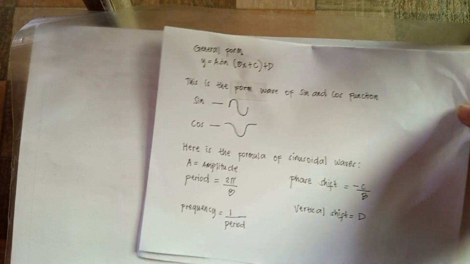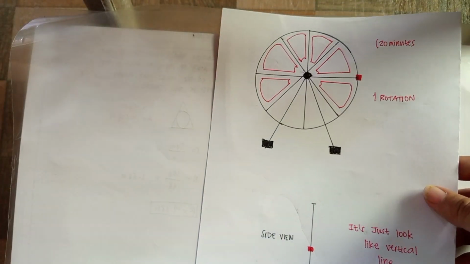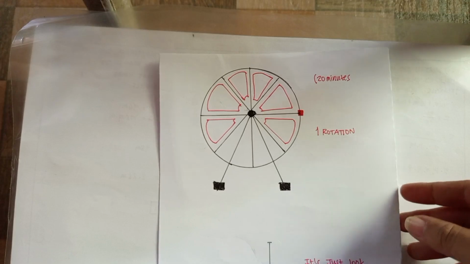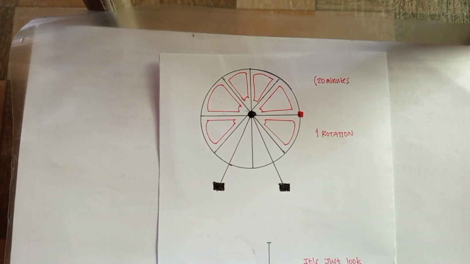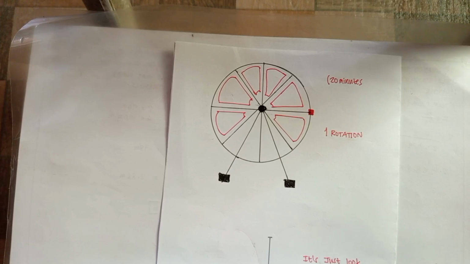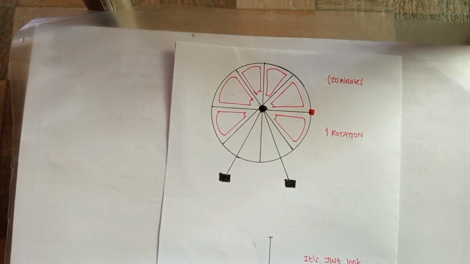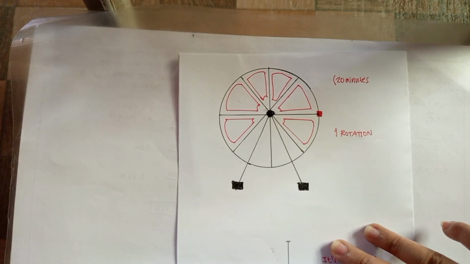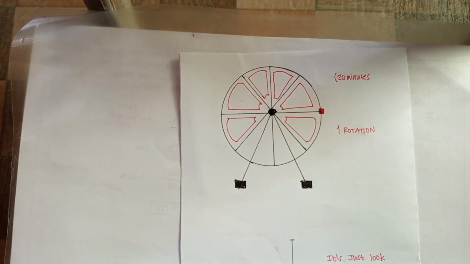For example, the sine wave. To begin, let's consider the Hong Kong observation wheel. It is circular. Let's assume it rotates counterclockwise, and we are tracking a red square. It takes 20 minutes to complete one rotation.